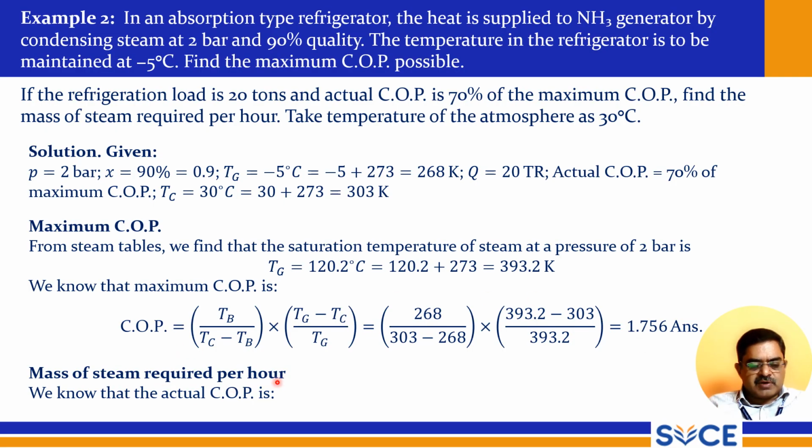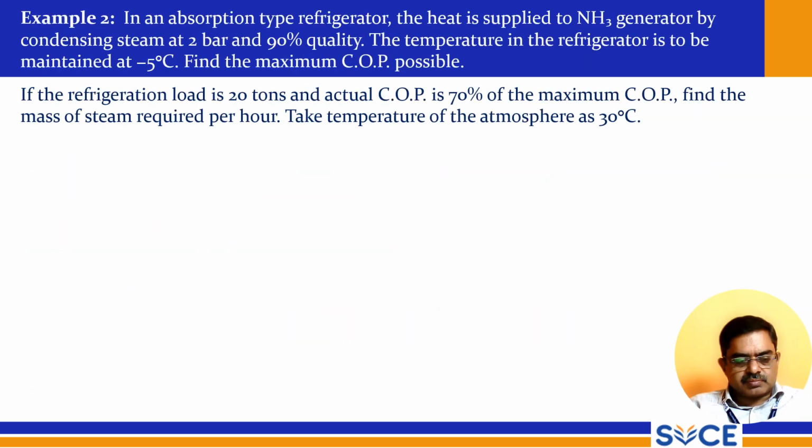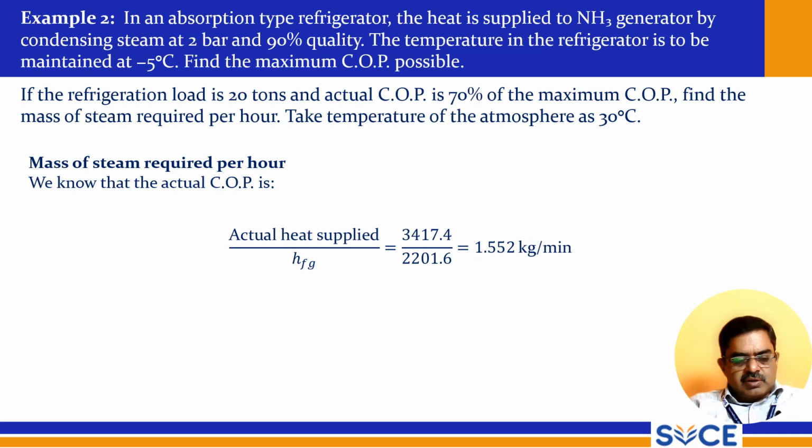So for the mass of steam required per hour, we know that the actual COP is the actual heat supplied divided by hfg. So here 3417.4 divided by 2201.6. So here this is 1.552 kg per minute. So if you convert it into hours, it comes to 93.12 kg per hour. So that is the mass of steam required per hour.